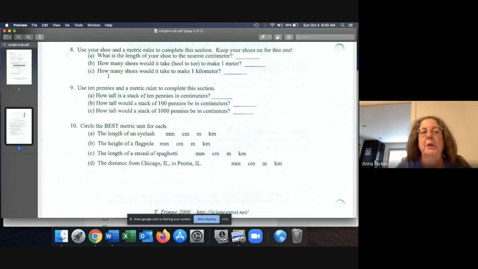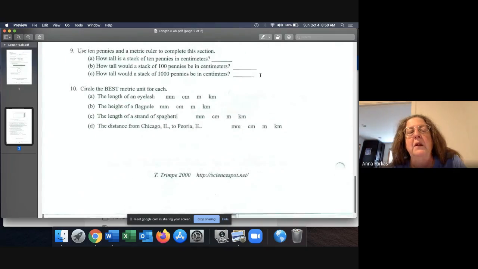Well, now here's a problem. Now, how many shoes would it take to make a kilometer? And a kilometer is a unit the size of, kind of a few miles. So you really are not going to do that part. So there you're going to have to do some multiplication to figure out how many of your shoes you need to line up for a kilometer.